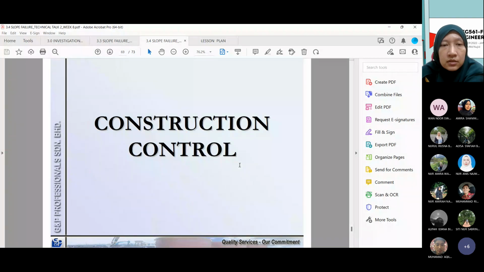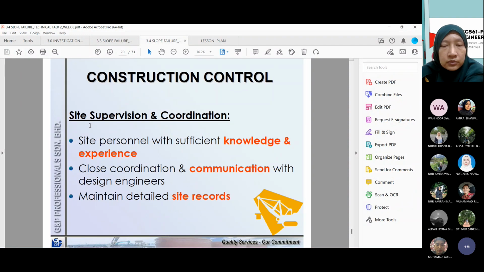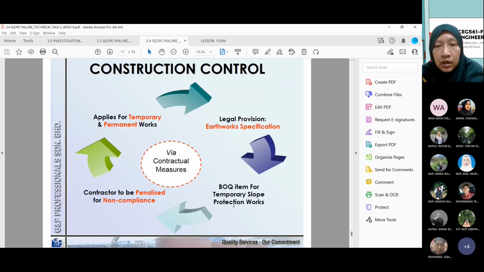And what are the things? Next is construction control. In the early stage we found that almost 60% of the failures are due to design and construction errors. So we can do precaution work before we start the construction activities, such as site personnel with sufficient knowledge and experience, close coordination and communication with design engineers, and maintaining detailed site records. The site records can be obtained through site exploration, from the public authority, or from any neighboring area to our construction zone.